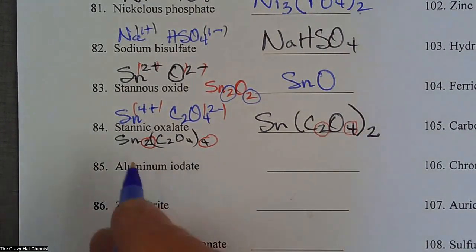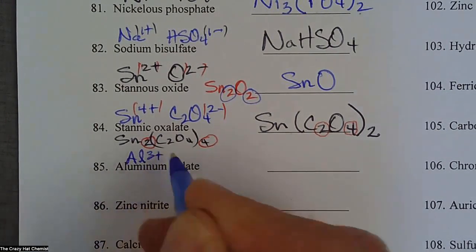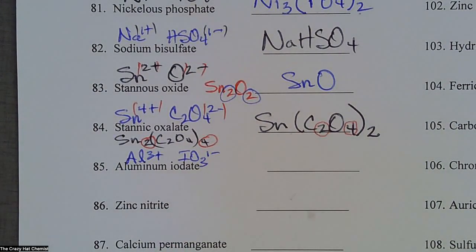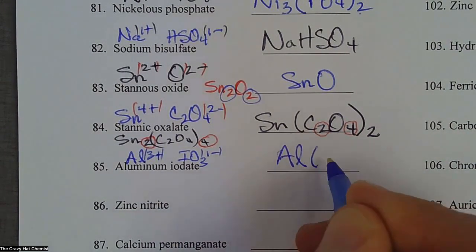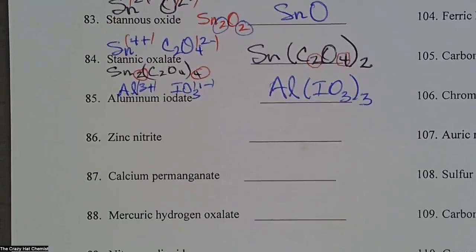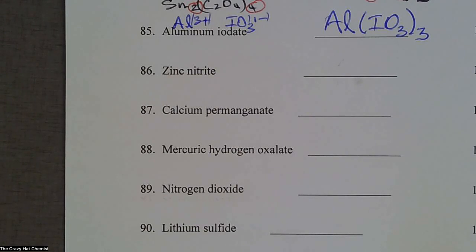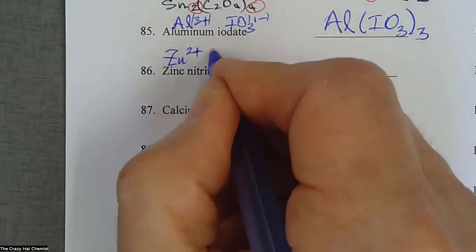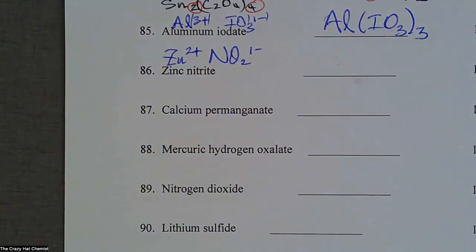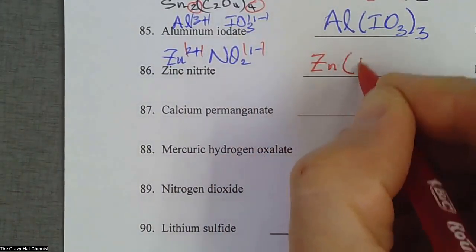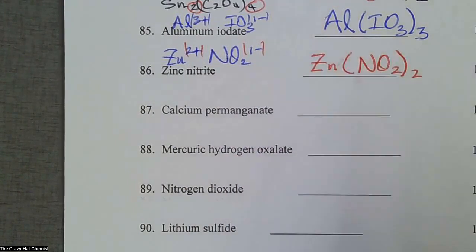The next one is aluminum iodate, Al3 plus, IO3 1 minus. Take the absolute value of these two numbers, flip, bring it down: Al, parentheses, IO3, parentheses, and a 3. All right, cruising on up here, and we have a zinc nitrite. So Zn, that's a periodic trend charge, and nitrite, NO2 1 minus. Again, absolute value of these numbers: Zn, parentheses, NO2, parentheses, and a 2.